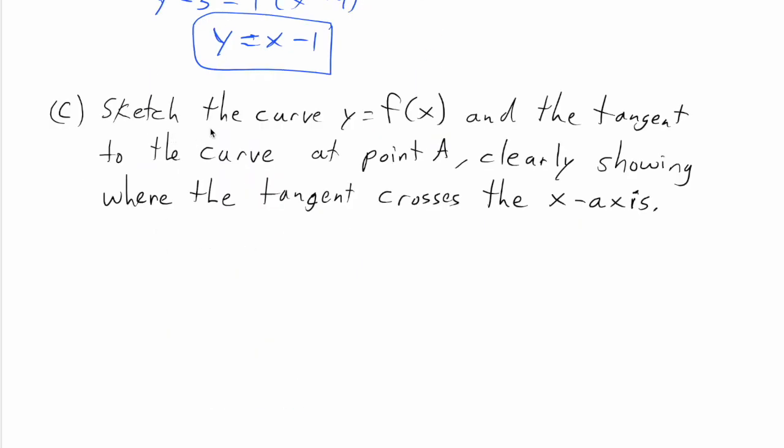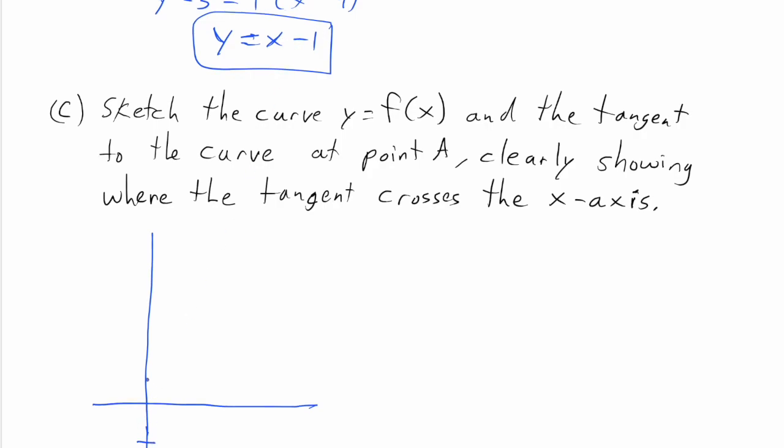In this next question, we are asked to sketch the curve and the tangent, clearly showing where the tangent crosses the x-axis. Okay, so let's draw a sketch. Alright, the tangent is y equals x minus 1. So it's going to start at negative 1 down here. Let's draw a couple lines here. So the line's going to go through here and here. It's going to go up with a slope of 1. Okay, so that's the line y equals x minus 1.